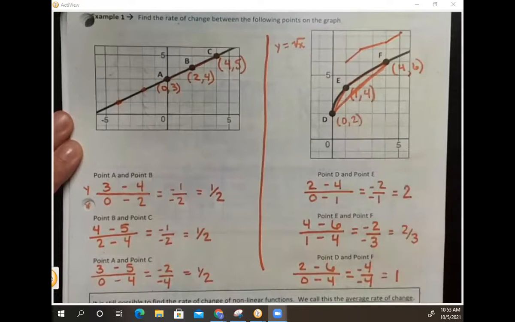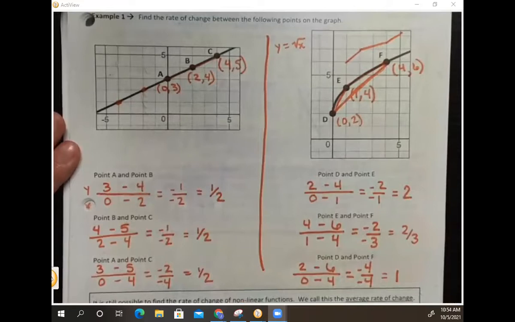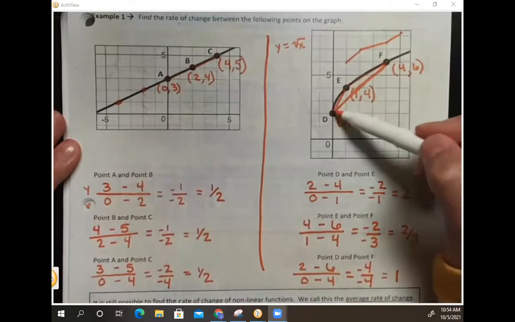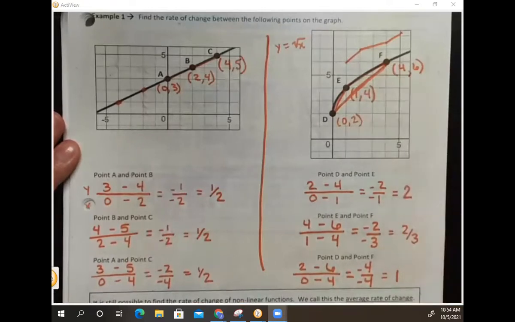We have a non-linear graph, something that's not a line. We're finding the rate of change in between different pieces of that line, or of that graph, I should say. So again, we're still just finding slope, but we're calling it that average rate of change today because I'm not looking at a line that actually has a slope. So we're looking at how am I changing over these different sections.